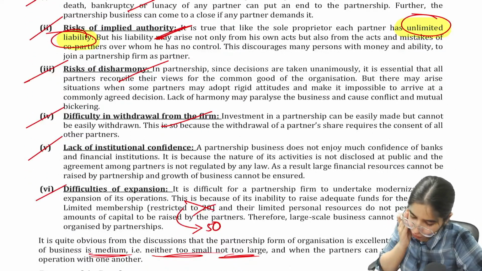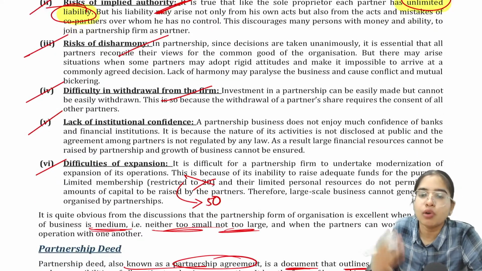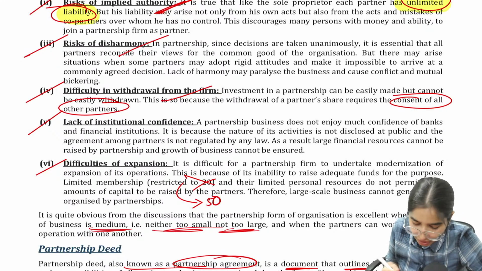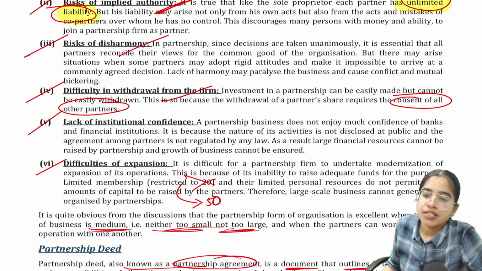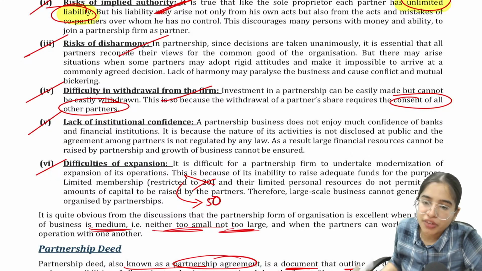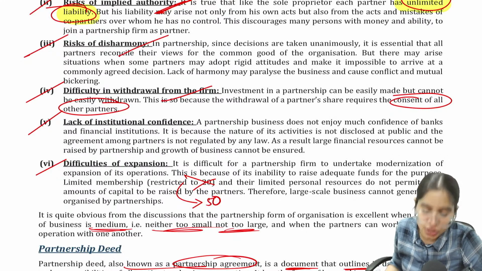So if you want to withdraw your money, your capital, it's not easy. You have to take consent of all the partners for that. Limitation in lack of institutional confidence: since these are unregistered, banks or FIs don't have very much confidence in this, and they don't prefer giving loan or credit facilities to a partnership firm.